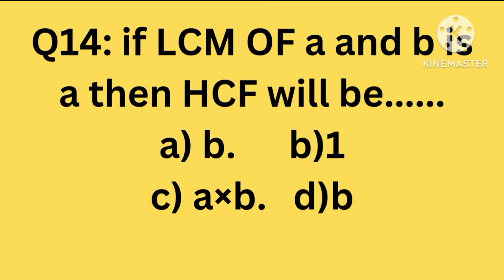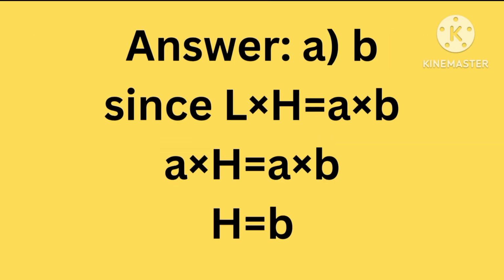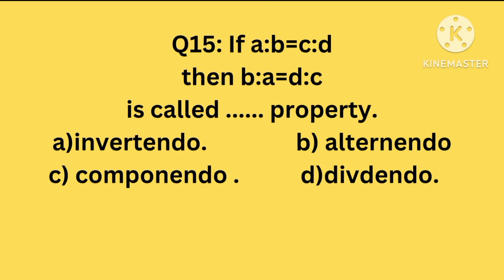Question number 14. If LCM of A and B is A, then HCF will be? अगर B का LCM A हो तो फिर उसका HCF क्या होगा? 1, A multiplied by B, or B. Since LCM multiplied by HCF is equal to A multiplied by B, LCM is replaced by A. By cancellation property, HCF is equal to B. A और A को कैंसिल करते हैं.